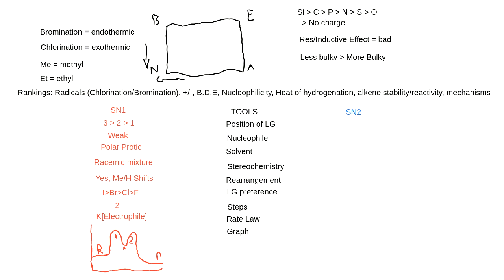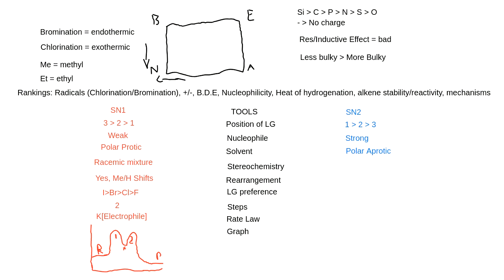SN2 is going to be almost completely opposite. Instead of 3, 2, 1, it's now going to be 1, 2, 3. Nucleophile, instead of being weak, is going to be strong. Solvent, instead of polar protic, is going to be polar aprotic, and we'll discuss what protic and aprotic mean later. Stereochemistry, instead of racemic mixture, is called inversion, and we'll also talk about that.